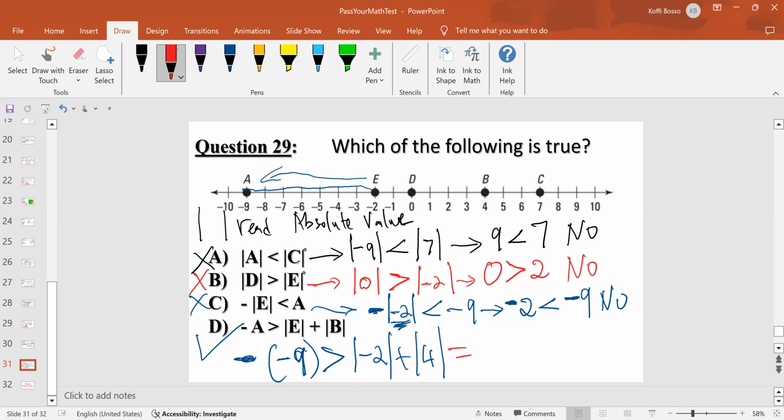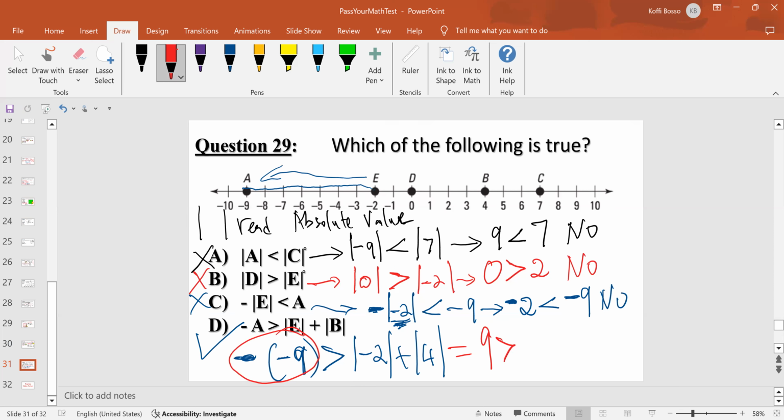So this side is going to turn to positive 9, which is greater than absolute value of negative 2, change it to 2, plus absolute value of 4, which stays 4. Okay, so here we have a 9. Let's do it like this. 9 is greater than 2 plus 4, which is 6. Can we say that 9 is greater than 6? Yes. So the correct choice is D, like we said it.